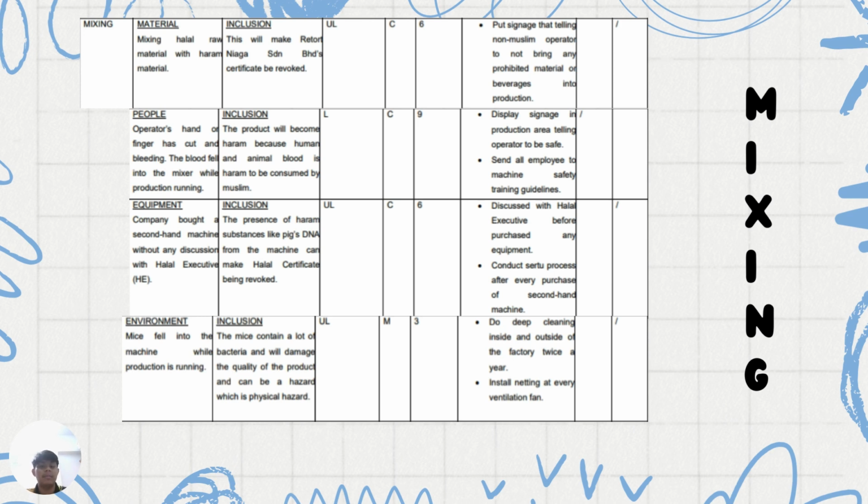What is the control measure that I put? Discuss with the halal executive before purchasing any equipment. And lastly, conduct a certain process after every purchase of a second-hand machine, if you have shubha, which means you are not really confident with the company that you bought from. The HACCP is a no. Now we move to our last one, which is environment.